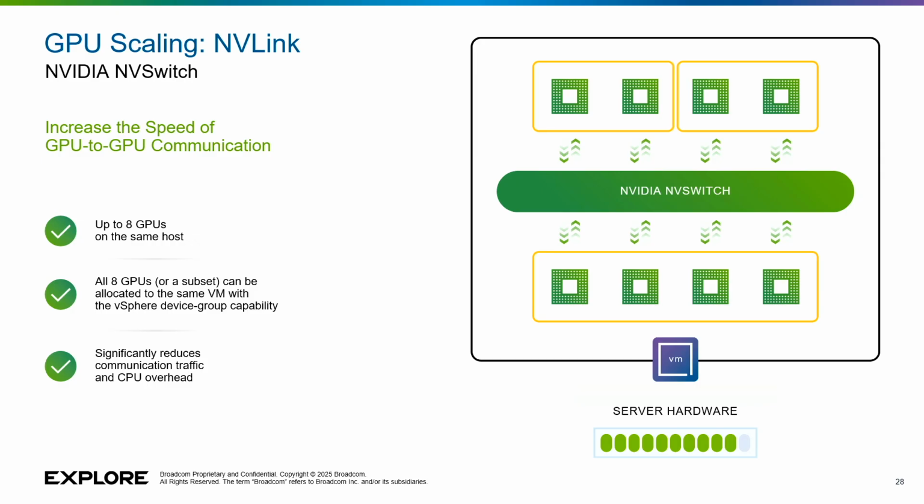With 8 GPUs, if we wanted to use MIG, for example, at 7 slices per GPU, that's 56 slices of GPU that can be put against 56 different virtual machines, all within a single host. So that's a pretty good amount of flexibility there. 8 GPUs to one virtual machine, or those same 8 GPUs sliced up and supporting up to 56 virtual machines.